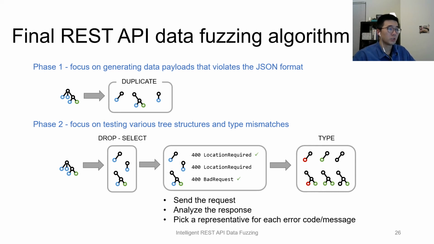We first use the drop select pipeline to generate a set of tests. We render them using both the examples and the response aggressively, and then we test them and get the response. After this, we pick 1 representative for each error type we found. Taking this representative for each error type, we apply the type rule to generate the second set of tests, and then we test all of them.